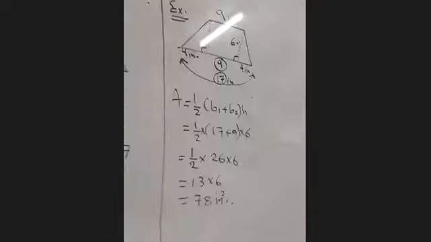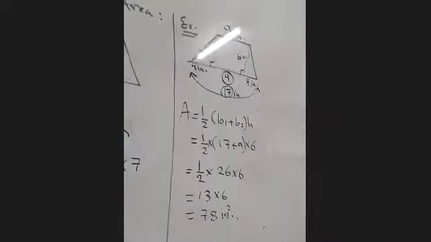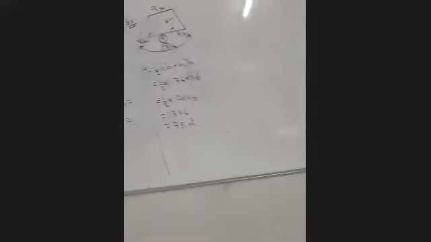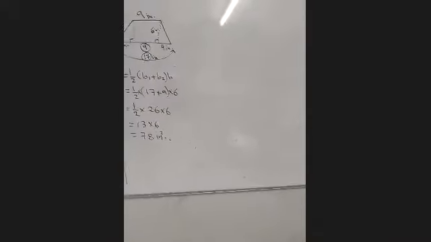So sometimes you will have missing parts here. Try to compare to find the parts. So the area of this trapezoid is 78 inch squared.